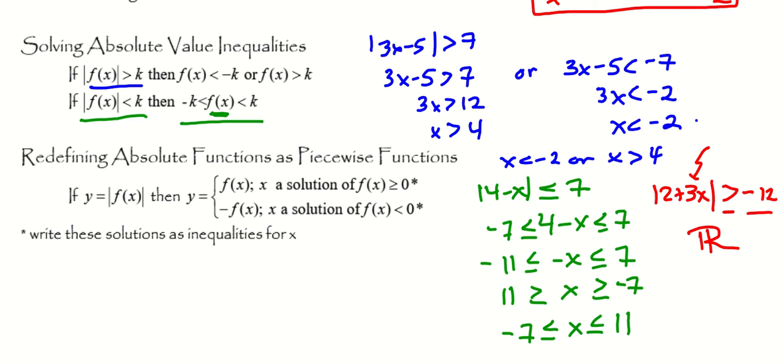If in contrast I were to take something like the absolute value of 1 minus 9x is less than negative 6, I'm asking an absolute value to be less than a negative, and because the smallest that absolute value can be is 0, and 0 is not less than a negative, neither would any positive number be less than a negative. This would be no solution.